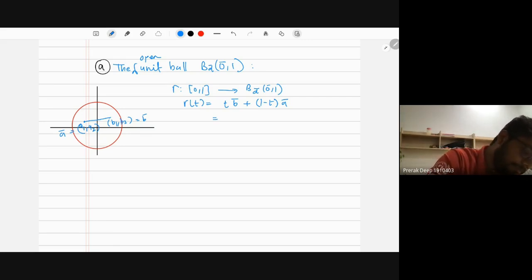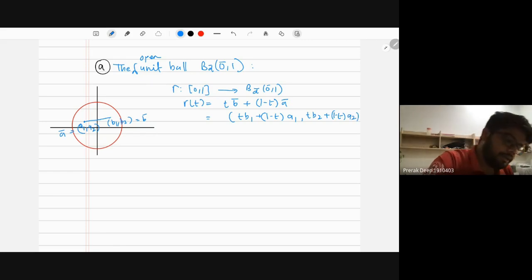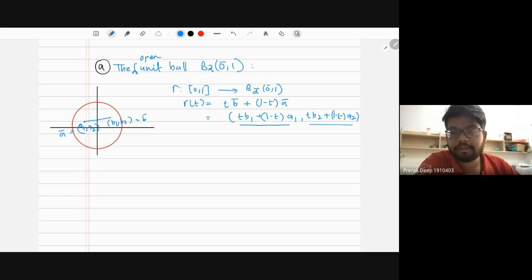Why? Because you can break this equation into two coordinates. So what are the coordinates? t b1 plus (1 minus t) a1, and t b2 plus (1 minus t) a2. Okay, now each of the coordinates is nothing but a linear function, and linear functions are continuous in nature. It is coordinate-wise continuous, so it is a continuous function.